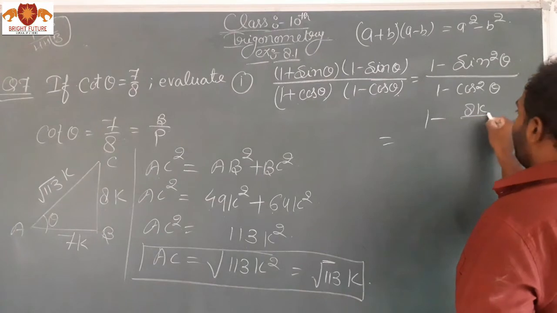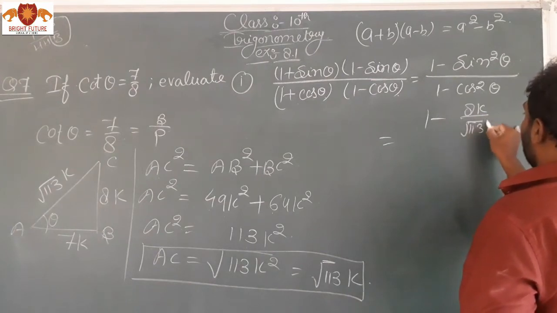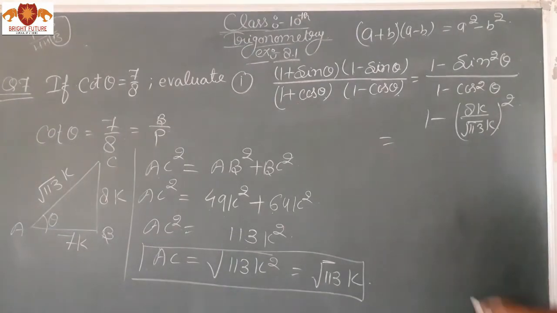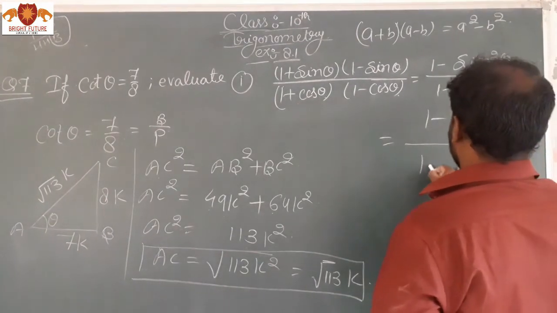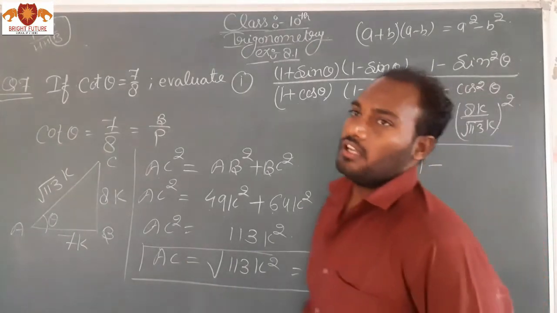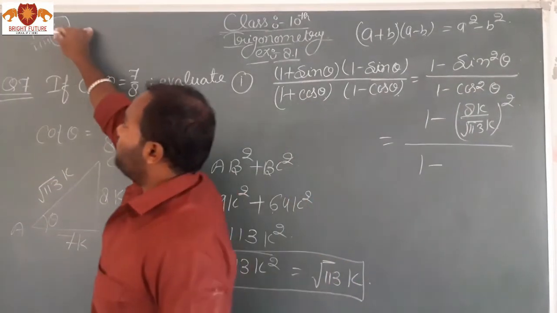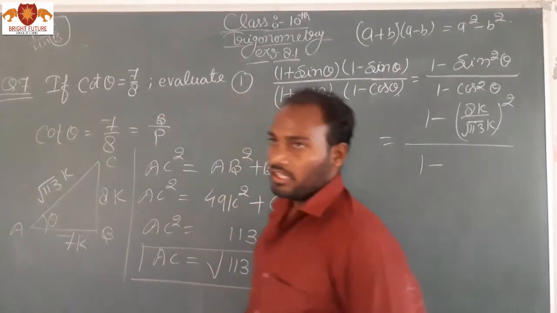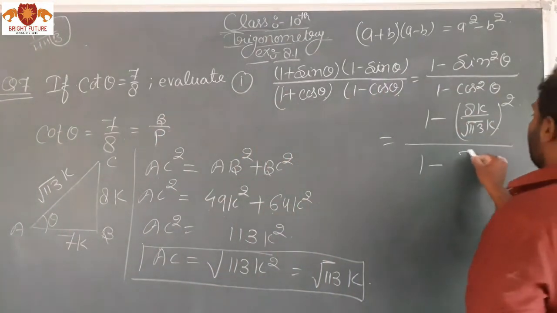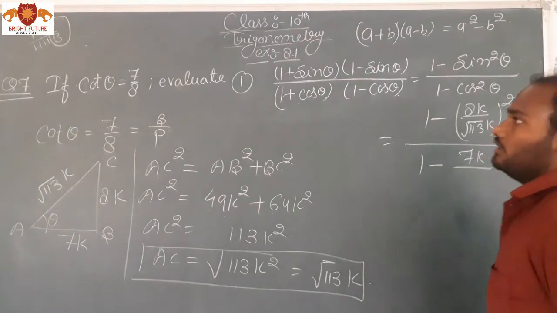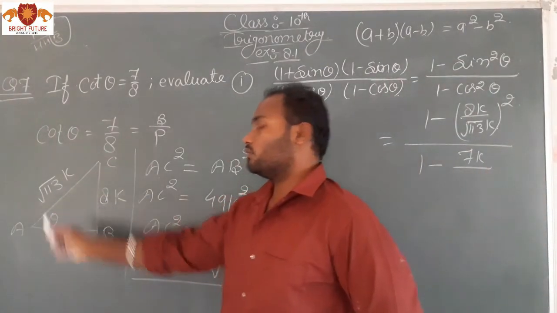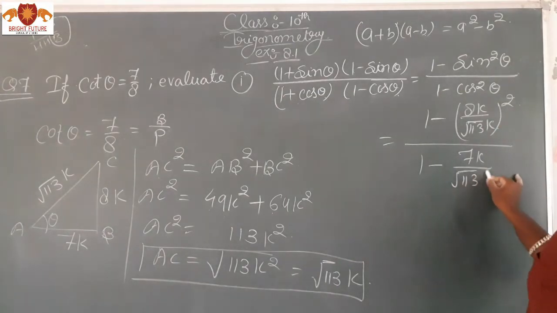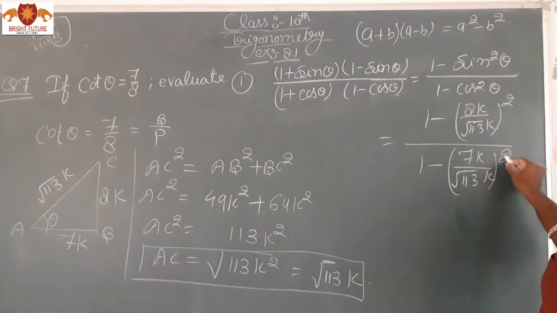8k divided by root 13k here. And the square is also here. Now put the value of cos square theta. The ratio for cos is based upon hypotenuse. So the base is AB here, so I will write 7k, and the hypotenuse is root 113k here. So I will write root 113k, and I will put the square here.